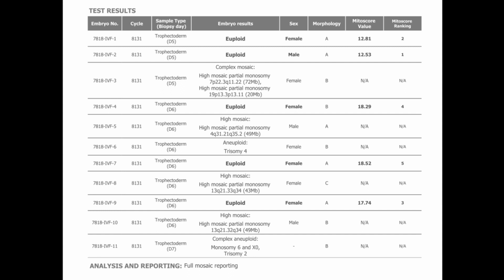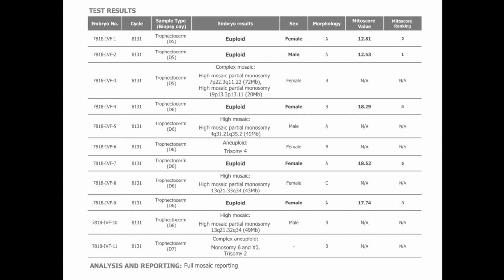So from my Euploid embryos, I have embryo 1 and 2 rated as an A, embryo 4 is a B, embryo 7 is an A, and embryo 9 is an A, so that's pretty good.